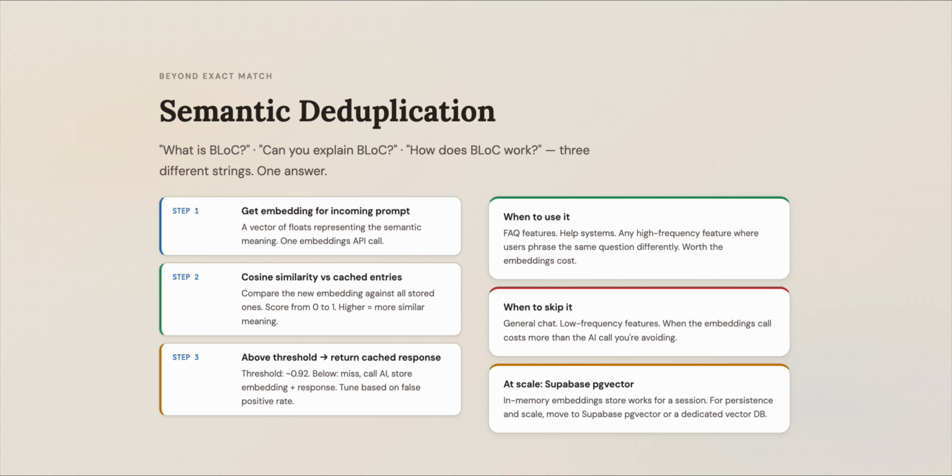semantic caching is a right answer for an FAQ feature, a help system, or any feature where users ask the same questions with different phrasing. It's overkill for a general chat interface, so know your feature.